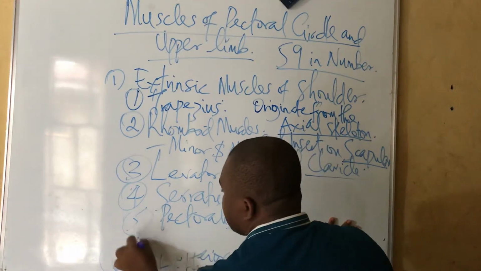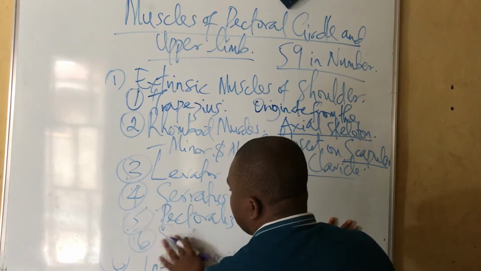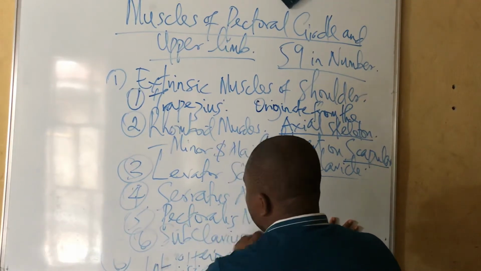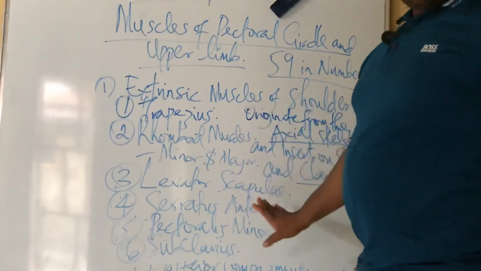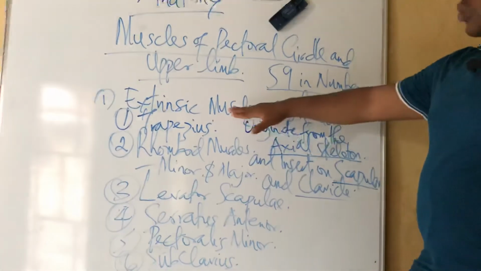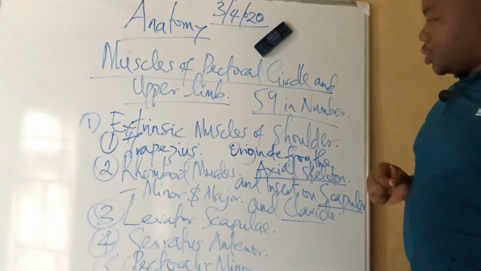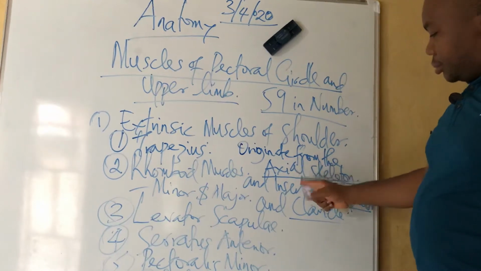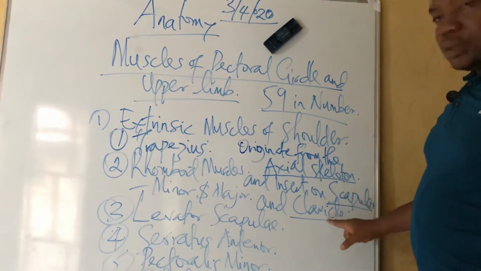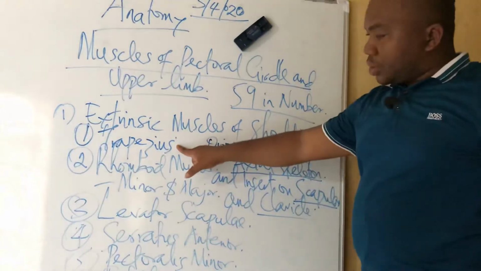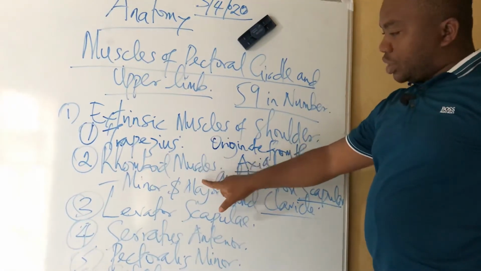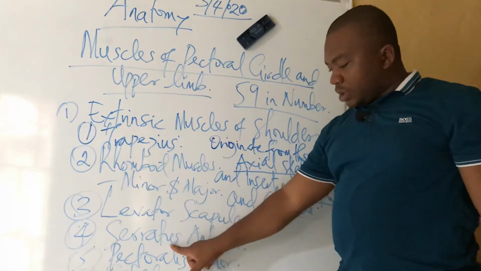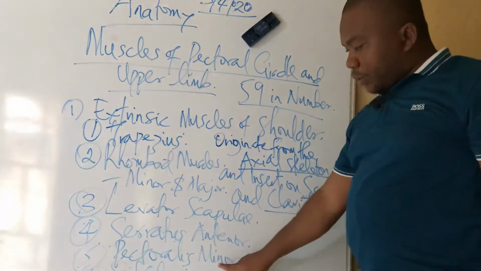You have serratus anterior. You have the subclavius. So these are the 6 muscles that we refer to as the extrinsic muscles of the shoulder. First of all, they take origin from the axial skeleton and they insert on the scapula and the clavicle. Trapezius, rhomboid muscles, which is rhomboid minor and major, levator scapulae, serratus anterior, pectoralis minor, and subclavius.